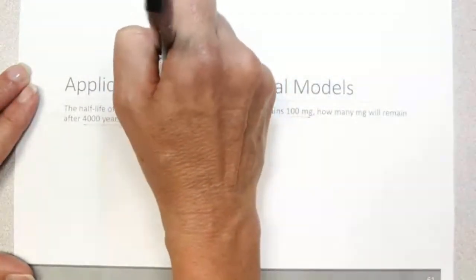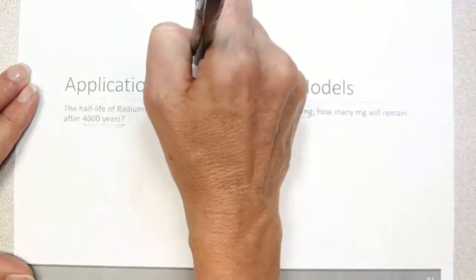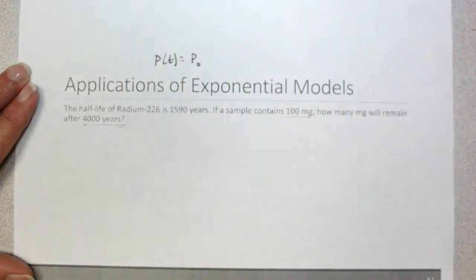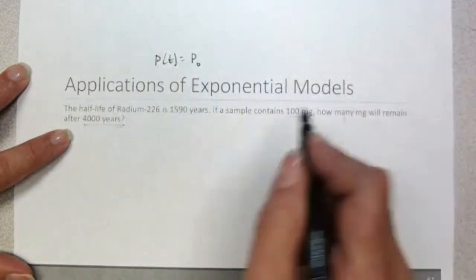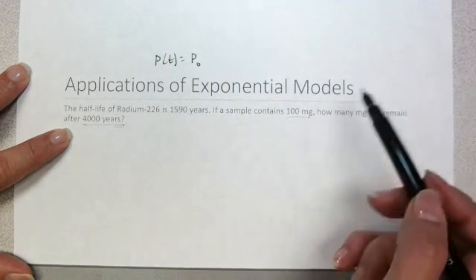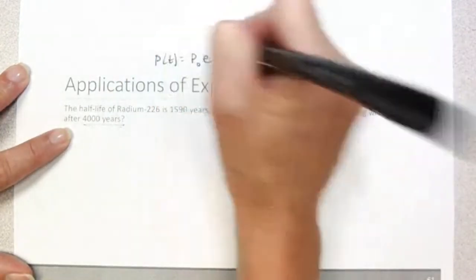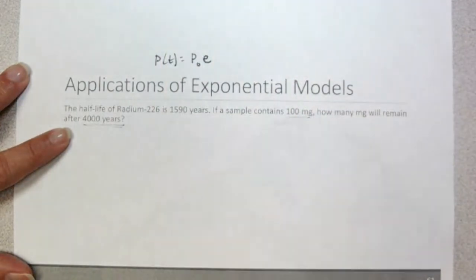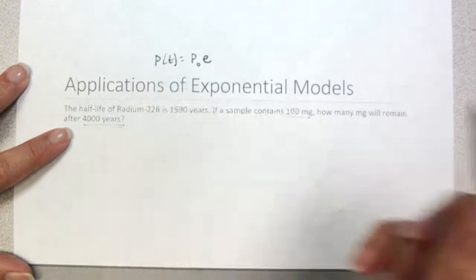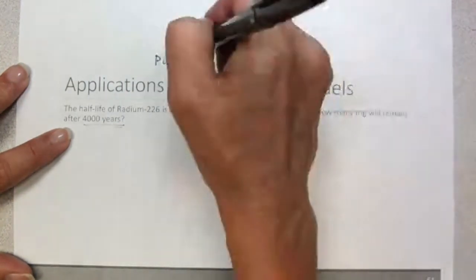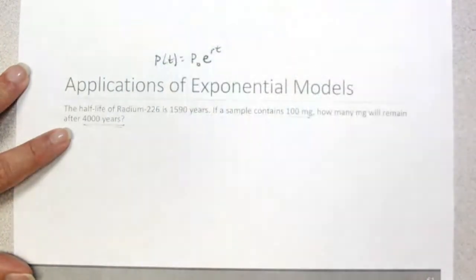So P of T is going to be the initial amount, or P of 0, times E, since I don't have a growth rate or anything here. I'm going to say it's continuous growth, or decay in this case, continuous. So P sub 0 times E raised to the RT power.